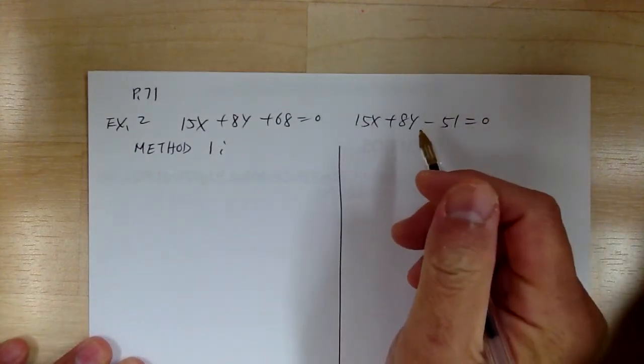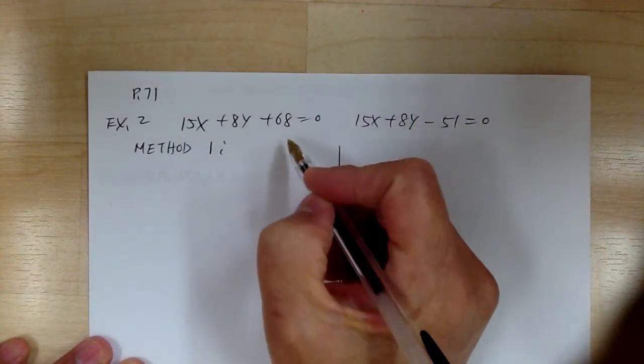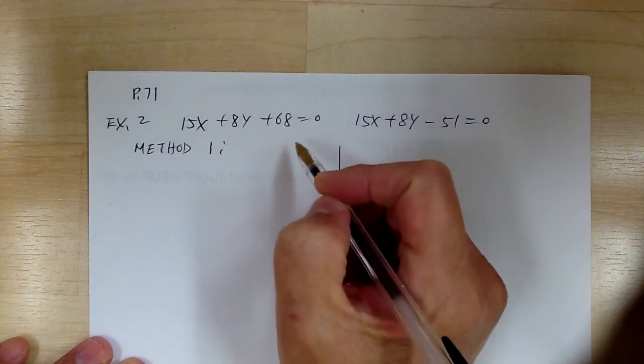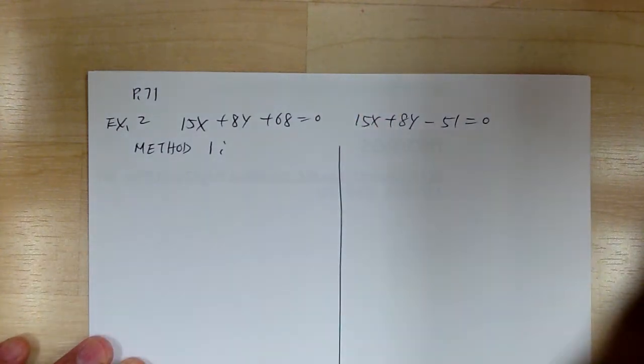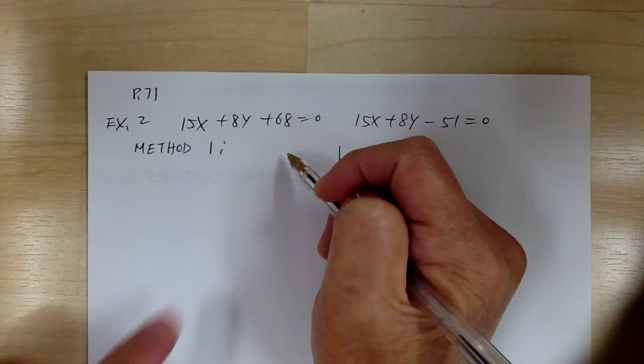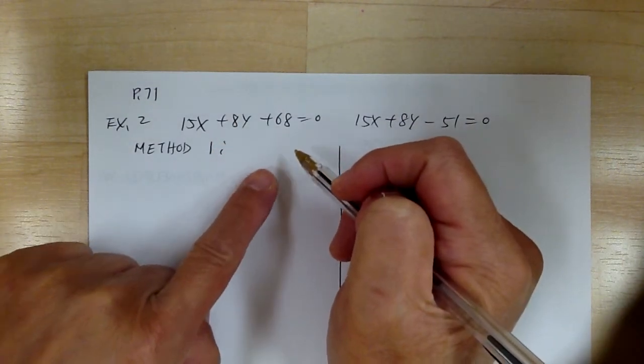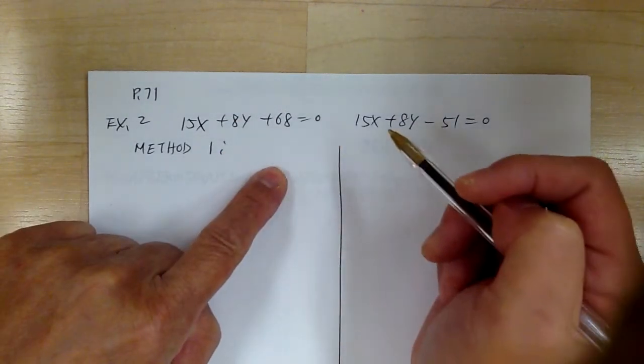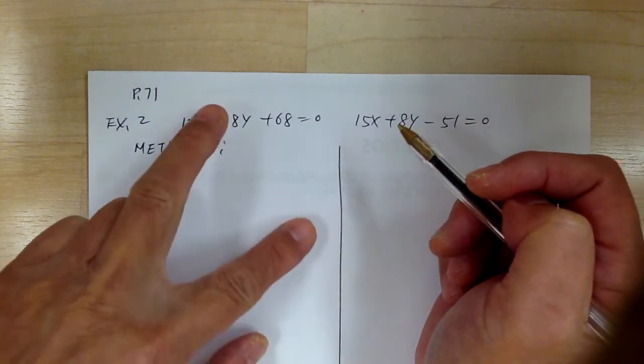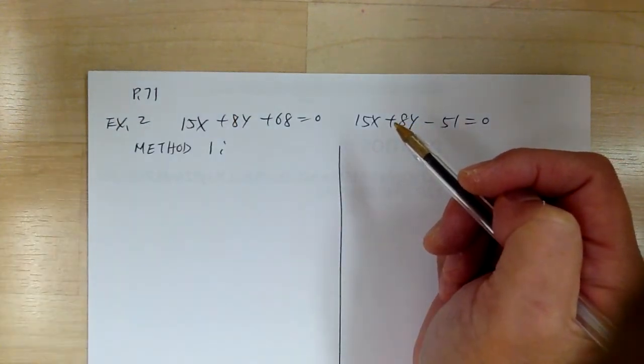So one way is to find the distance from the origin. What you do is choose a reference point. Usually 0, 0 is the best point. So find the distance between the origin and this line, and the origin and this line, and then from that you can find the two distances.